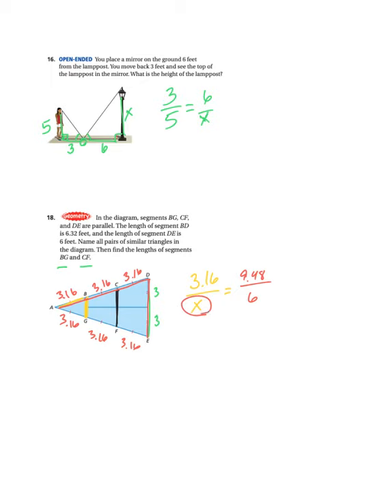Now we can solve for the length CF by doing kind of the same idea. We're going to take this side of the medium triangle, so that's 3.16 times 2, or 6.32, over, we'll call that Y. CF is going to be distance Y. And we could use the same ratio with the red here that we did before, 9.48 over 6. So solve that ratio and you'll find Y, which is CF.